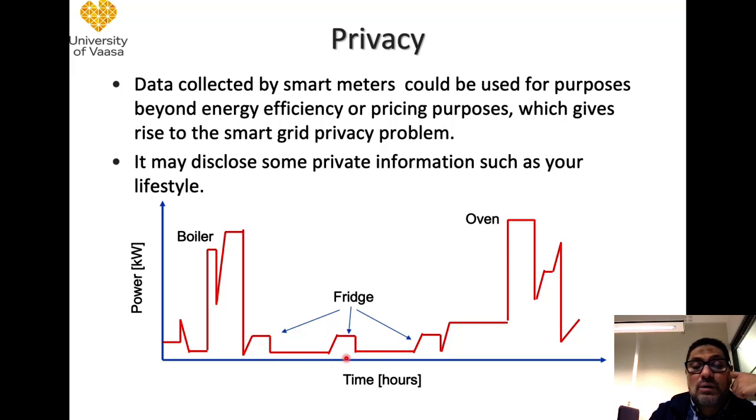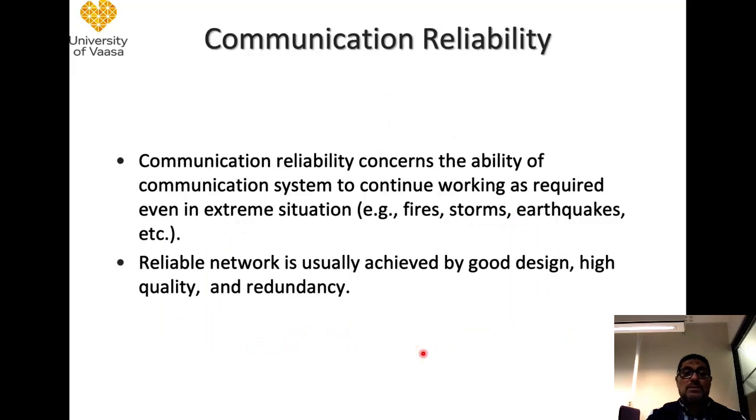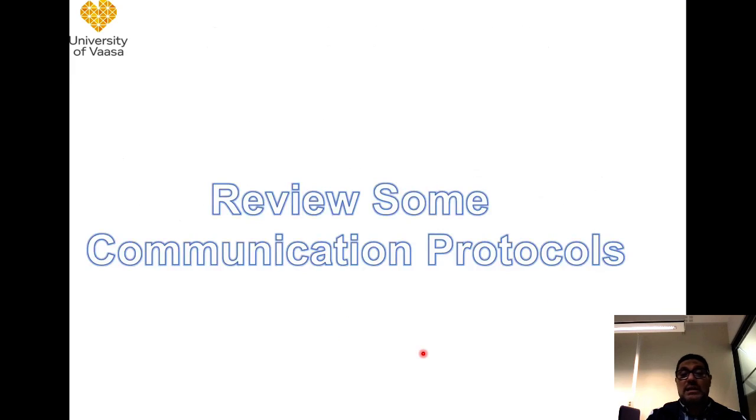with its periodic working, and also for example at certain times you have your oven on or your boiler on and so on. So that privacy information should be protected in smart meters, and privacy is one of the important parts in smart grid communication. Reliability, we also mentioned this.